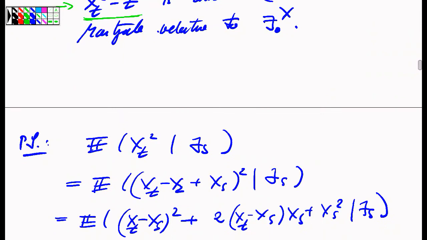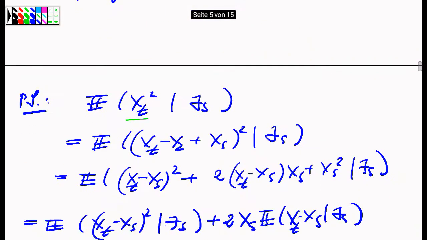Okay, why is that true? We take the square of our Brownian motion and want to compute the conditional expectation given Fs. The same strategy applies. I want to write the Xt in such a way that I see an increment.